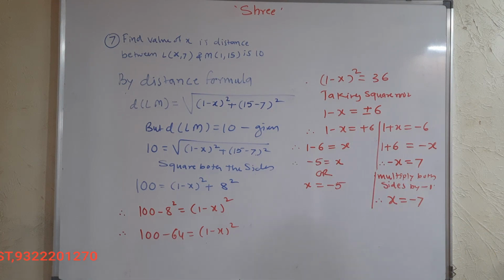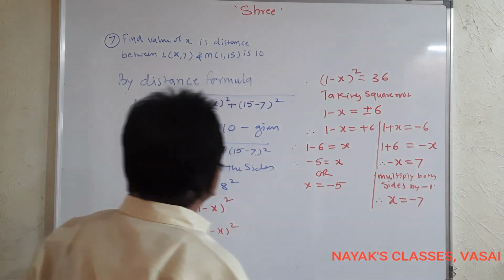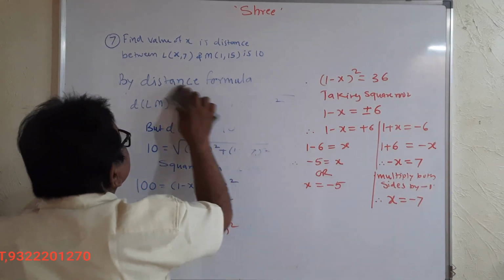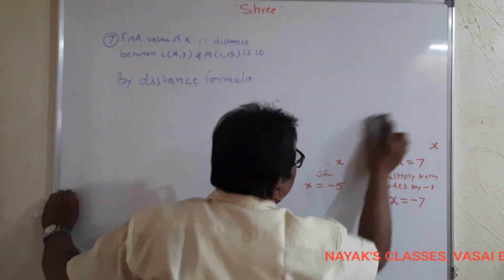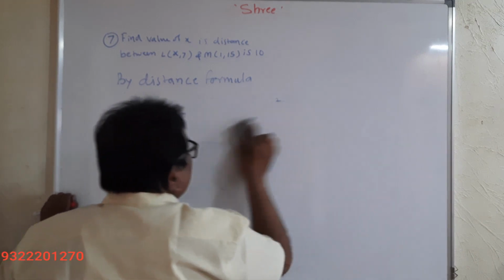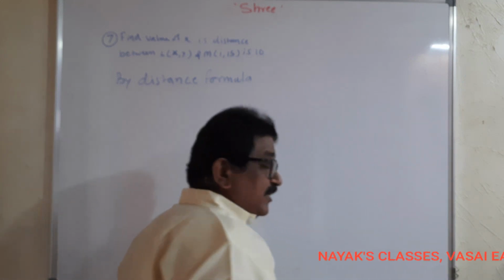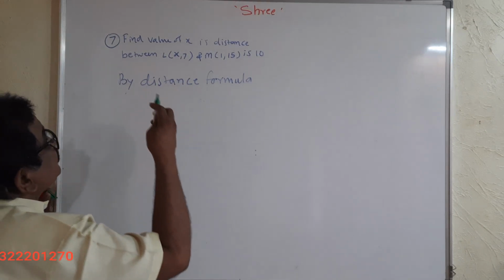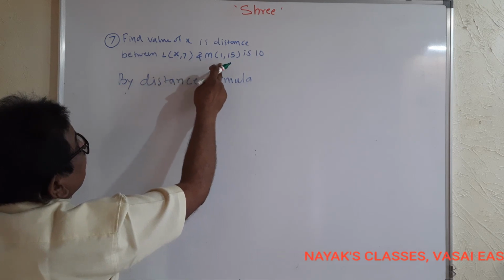It's very easy to solve this example again. This should not happen in your exam. It will kill your time, unnecessarily waste your time. So, by the distance formula, they have said the distance between these is 10.